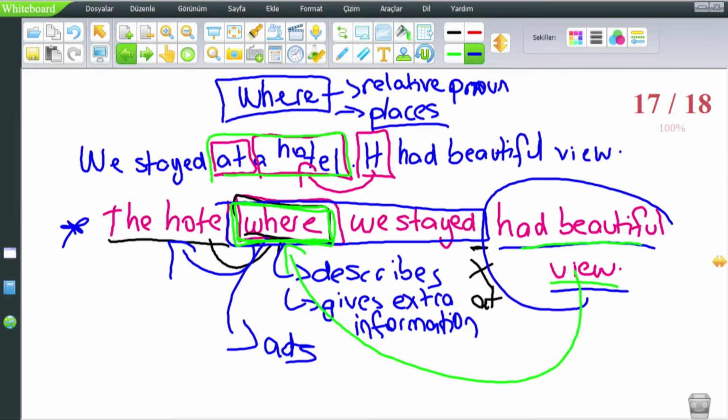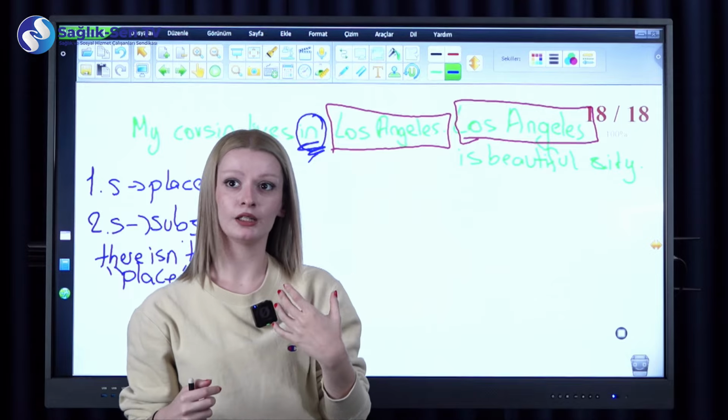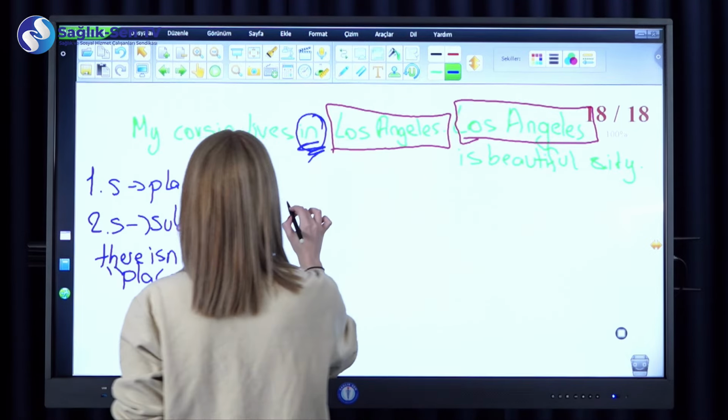Because in the second sentence, it doesn't give the meaning of a place. It only gives the meaning of a hotel. And hotel on its own doesn't give you a meaning of place. I have to say at hotel, in hotel, or in the living room, whatever. But other than that, if you don't use prepositions like at, in, then it doesn't give the meaning of place. So that is the reason why we cannot switch the places of the sentences, because one of them doesn't give the meaning of place.